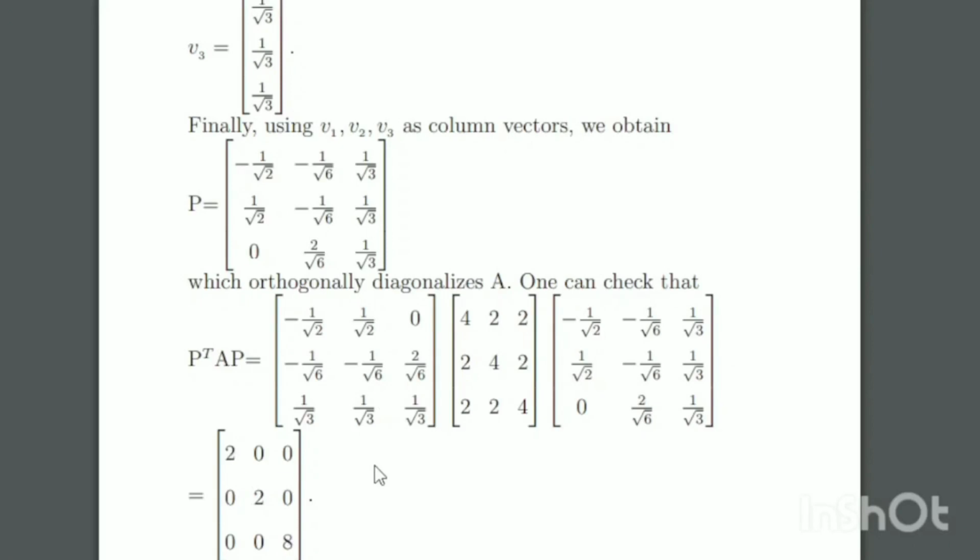So this is a very important topic, the Gram-Schmidt process and orthogonalization. So we can wind up our topic here.